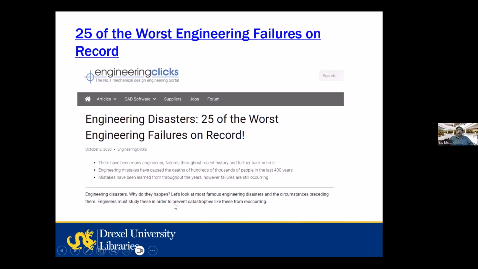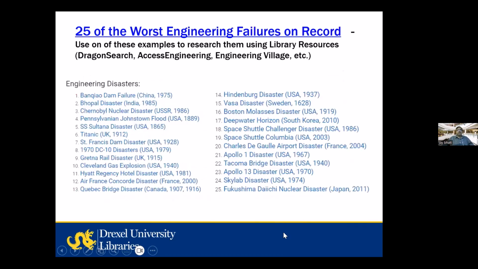Engineering disasters, why do they happen? So you need to look into famous engineering disasters and circumstances so we can study and prevent those catastrophes from these examples. And these are some engineering disasters involved here. They're explained here on this page. So you can see the Space Shuttle Columbia and Challenger, Deepwater Horizon, Boston molasses disaster, and nuclear disaster, Bhopal disaster, and so on. Air France Concorde disaster. So there are some examples here listed.